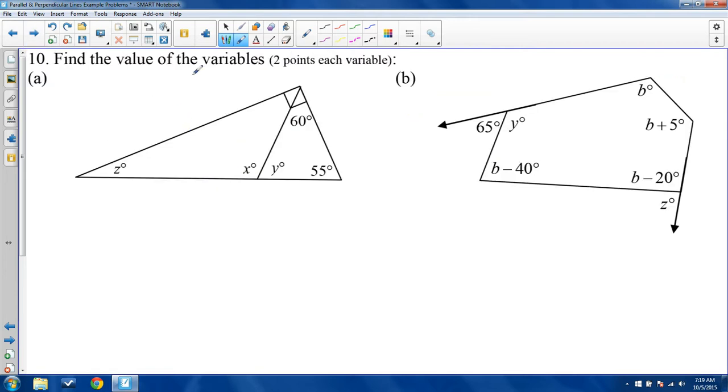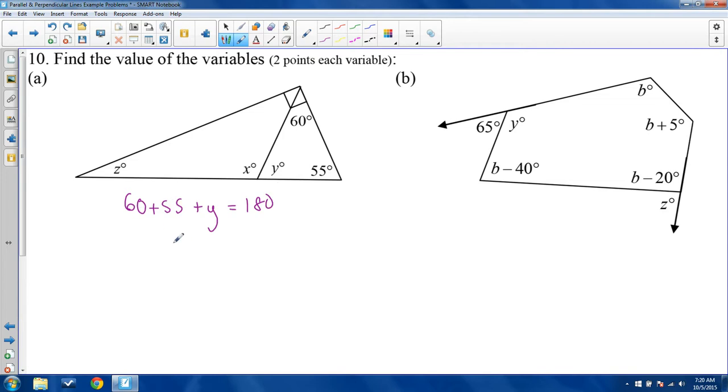Number 10, find the value of the variables. All right, so we have a right triangle as the big guy, a little triangle right here, an X right here. Again, a lot of different ways to go about it. I don't know if I want to save you time or increase time or whatever. Y might be the easiest for most people to determine how to solve for it. Might not be the easiest to solve for. I'll show you how come in a second.